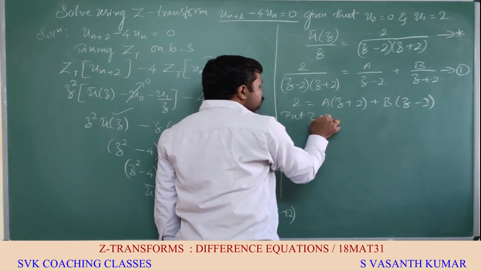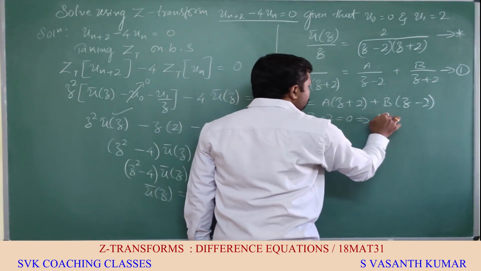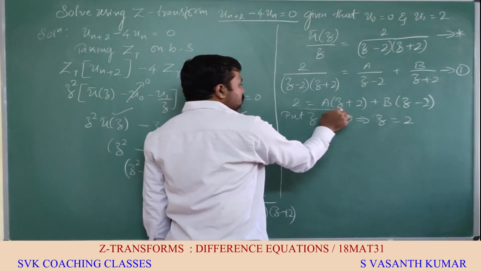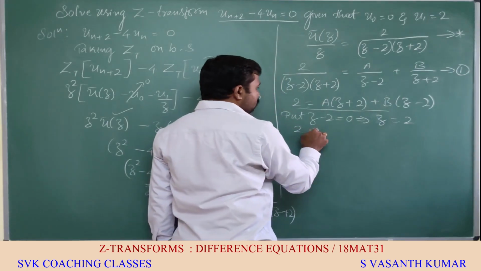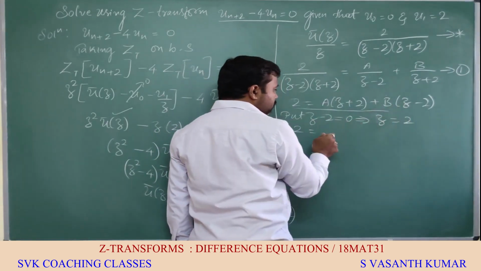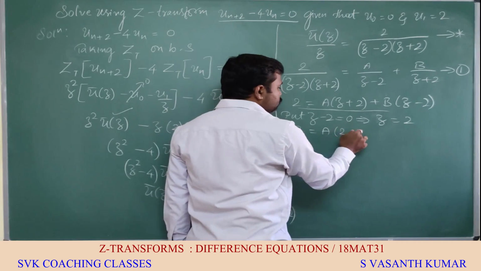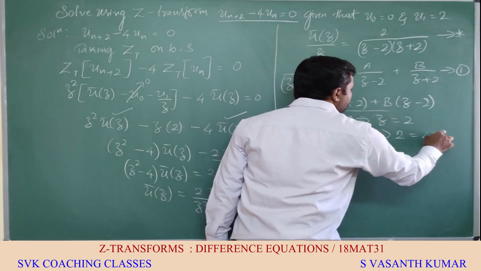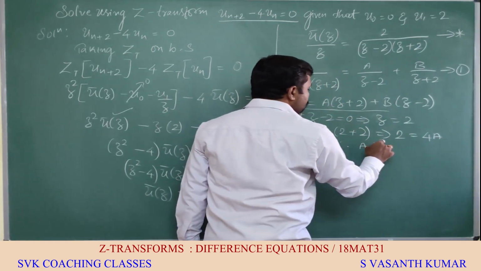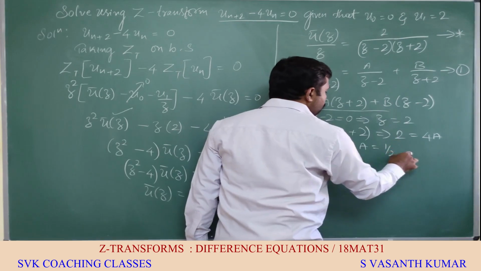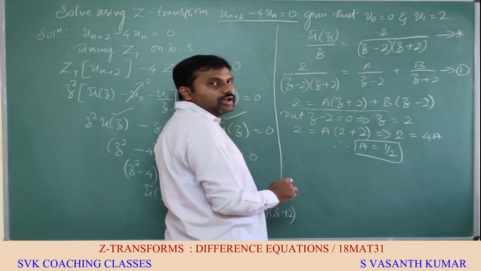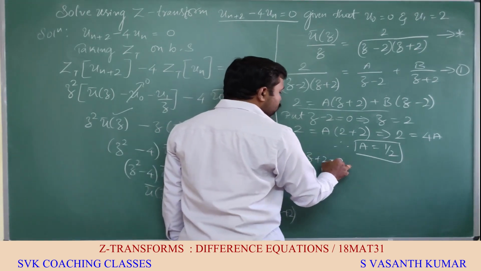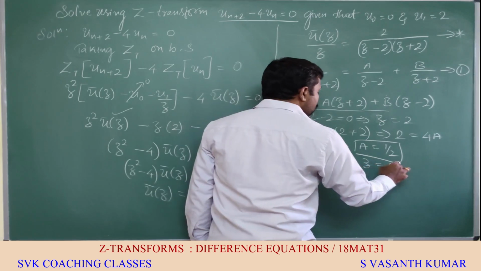Put z minus 2 equal to 0. That means we are getting the value for z as 2. Put z equal to 2 in the above equation. Wherever you have z minus 2, that term will be 0. So 2 equal to a into 2 plus 2, which is 4, so 2 equal to 4a. Therefore a equal to 2 by 4, which is nothing but 1 by 2. I came to know the value of a as 1 by 2. Similarly, put z plus 2 equal to 0. That implies z equal to minus 2.